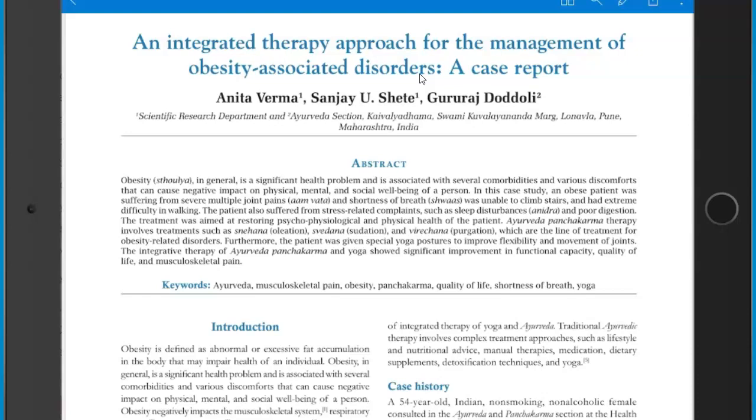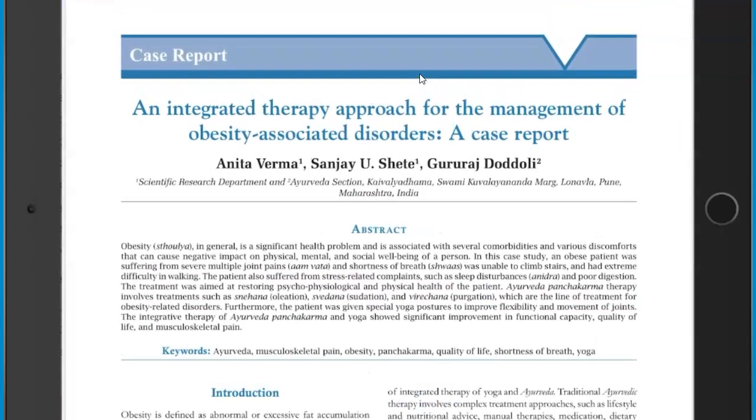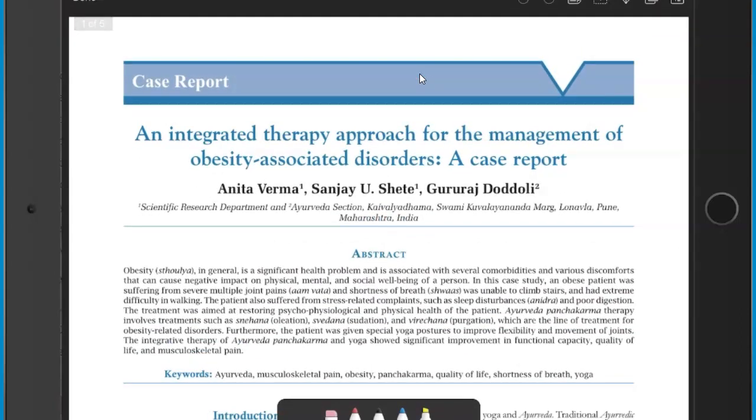so it was here in this case study, in the second sentence in this case study. Let me see if I can mark it for you. In this case study, an obese patient was suffering from severe multiple joint pains and shortness of breath, was unable to do this, and so on. The treatment was aimed at restoring psychophysiological and physical health of the patient.